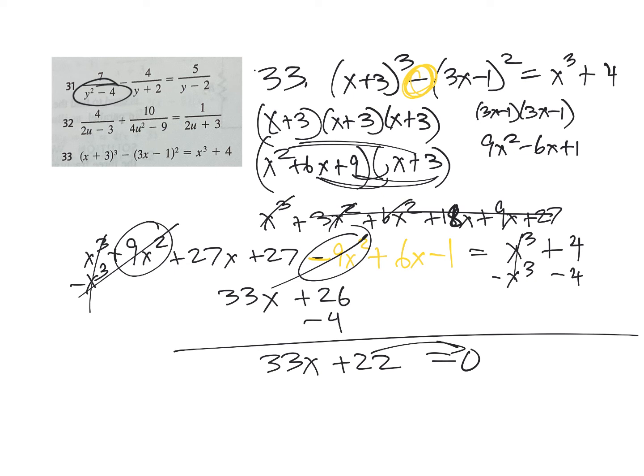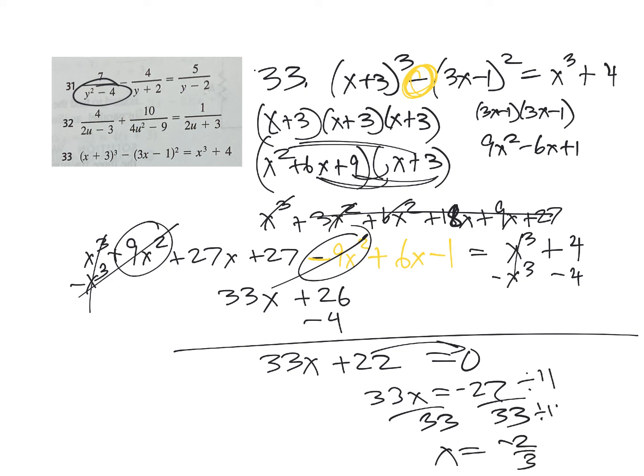Subtract 22 to the other side. You get 33x = -22. Divide off the 33, and x = -2/3. They're both divisible by 11. So -2/3 for number 33. Moving on. Number 35.